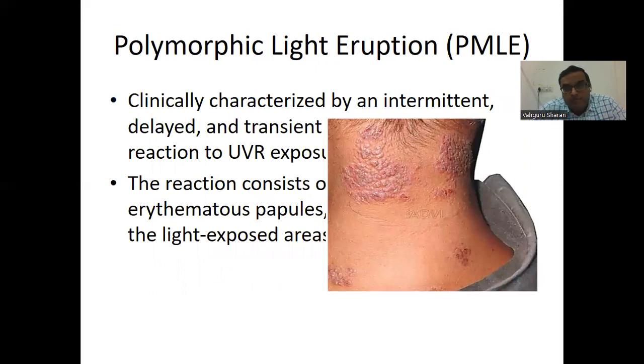The third type is PMLE or polymorphous light eruptions. It is classically characterized by intermittent, delayed, and transient reaction to UV exposure. The reaction consists of erythematous papules and nodules in the photoexposed areas.